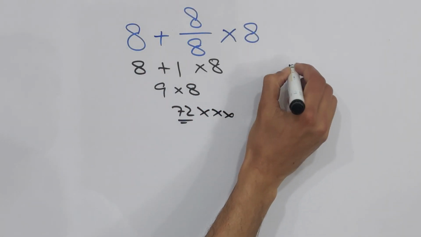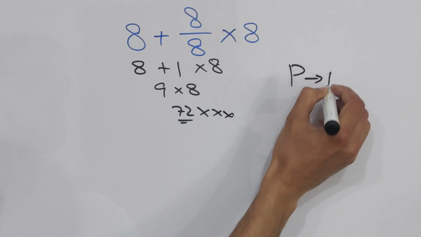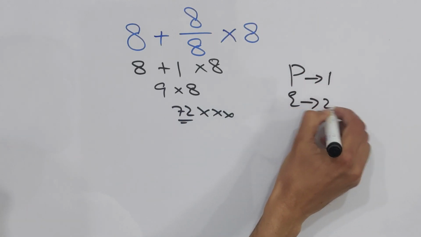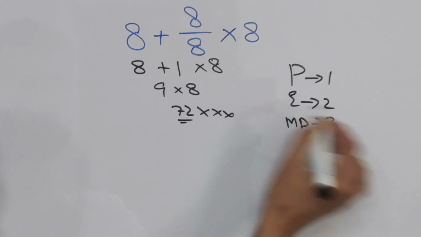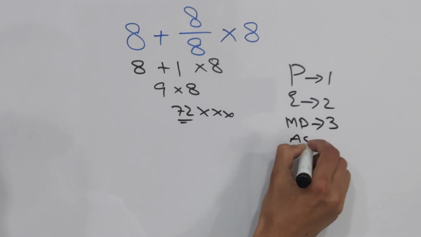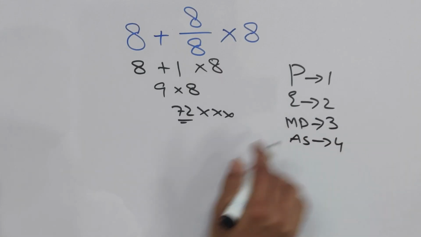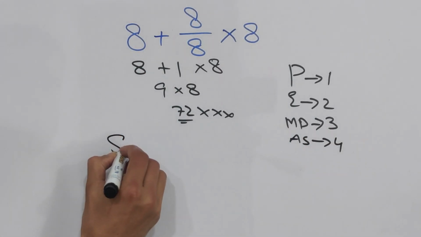Follow the order of operations. We use the PEMDAS rule. Parentheses first, exponents, multiplication and division from left to right, and addition and subtraction from left to right. Okay, so solve again.